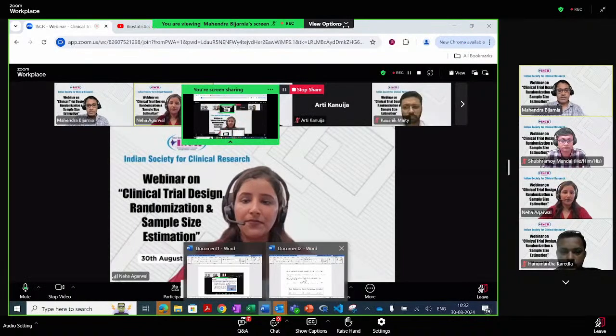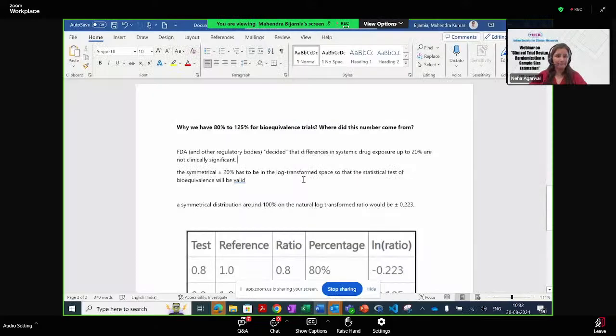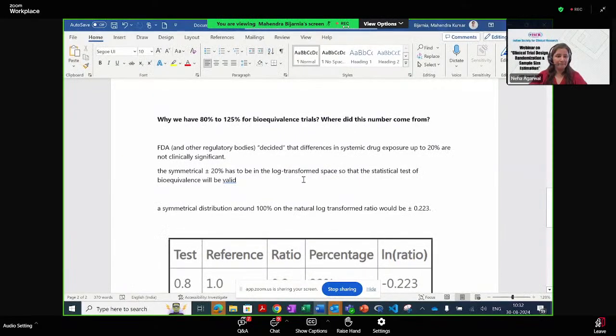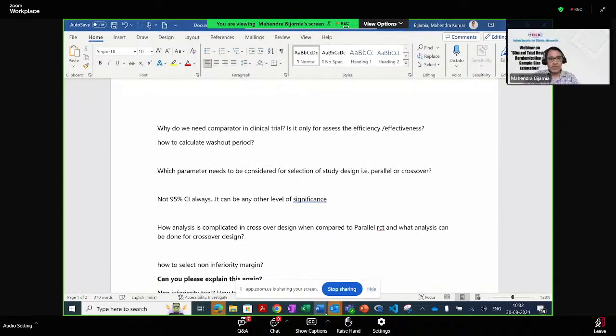All right. So hope you can see my screen now. Can someone confirm if you can see my screen? Yes, yes, Mahindra, it's visible. Okay.